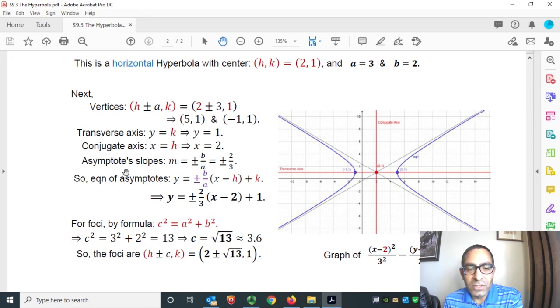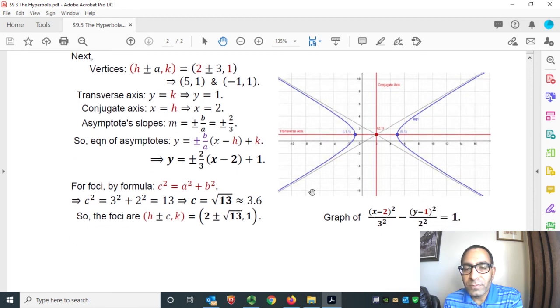Similarly, the asymptote slopes are plus or minus 2/3, and the equation of the asymptotes is y equals, by this formula, plus or minus 2/3 times (x minus 2) plus 1, which are these lines. This is one asymptote, this is another asymptote.